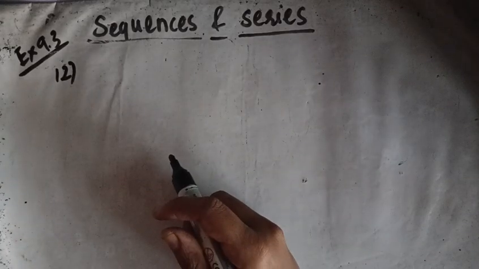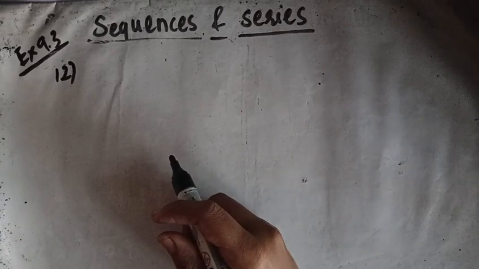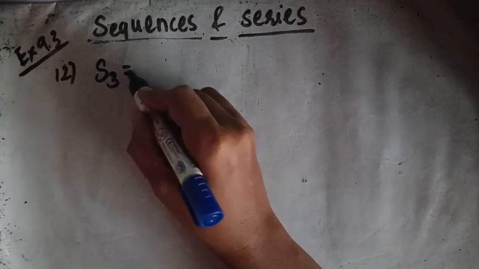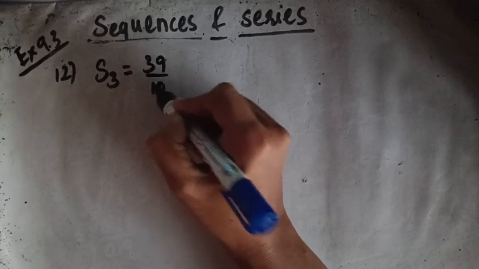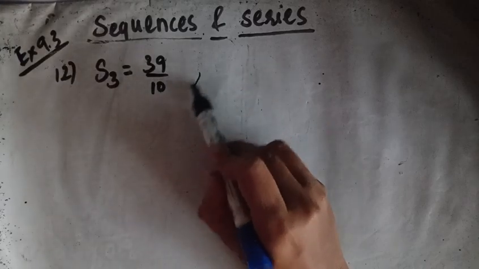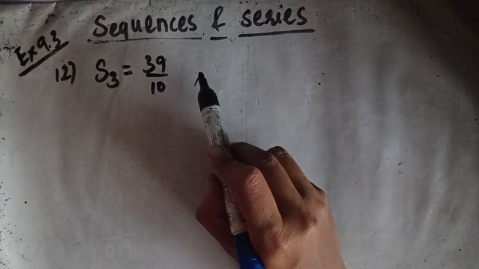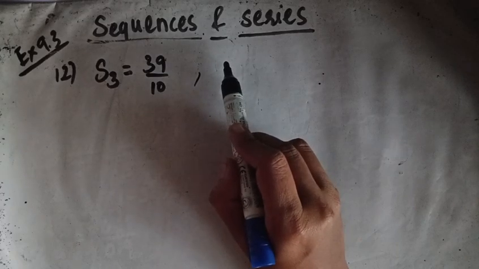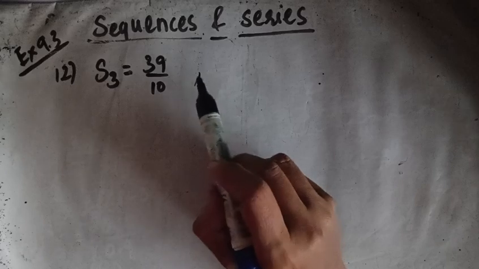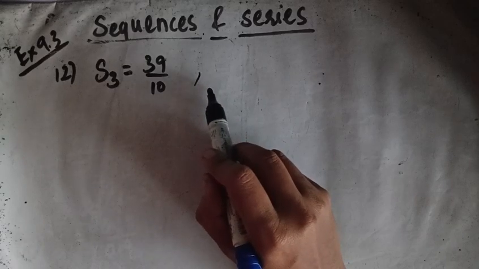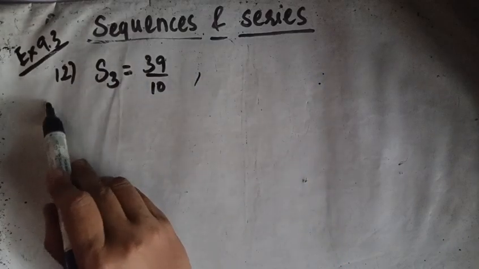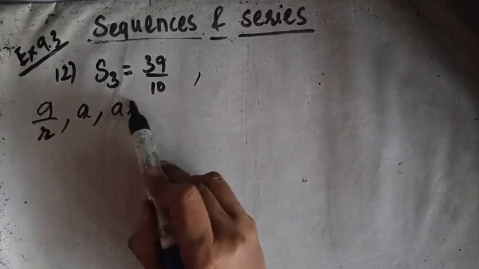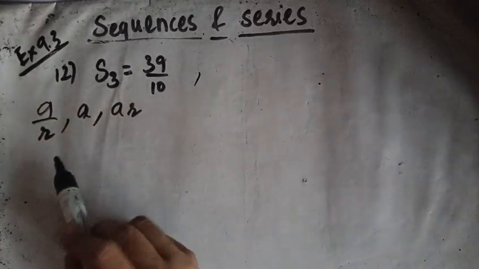Question 12. The sum of first 3 terms of a GP is 39 by 10. So the sum of the first 3 terms is given and their product is given. The product is 1. Okay, you have to find the common ratio and the terms. Now this type of question is there in the examples also. So we have to take the first 3 terms as a upon r, a, and ar. Okay, these are the first 3 terms.